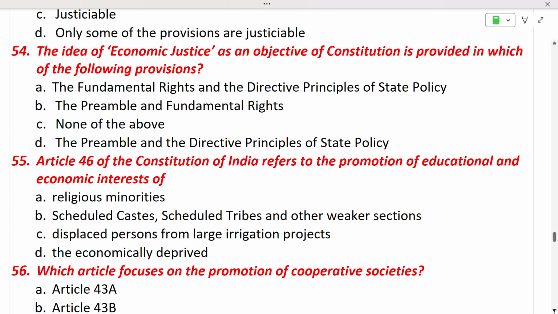Question number 54. The idea of economic justice as an objective of the Constitution is provided in which of the following provisions? Option A, the fundamental rights and DPSP. Option B, the preamble and fundamental rights. Option C, none of the above. Option D, the preamble and the DPSP. So the answer is D.